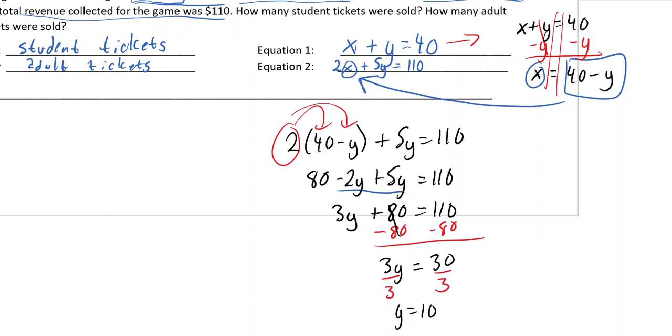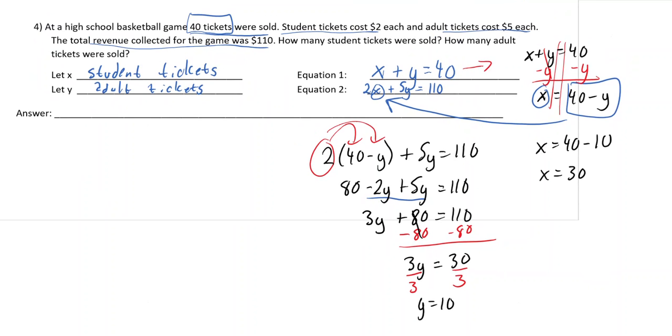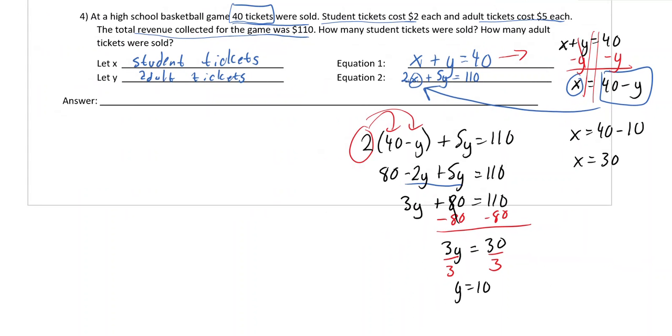To find x, you plug this back into this other equation. X equals 40 minus 10, because y is 10, which means that x equals 30. Make sure at the end here that you do express your answer with units. X is student tickets, so that means we have 30 student tickets. And y is adult tickets, so that means we have 10 adult tickets.